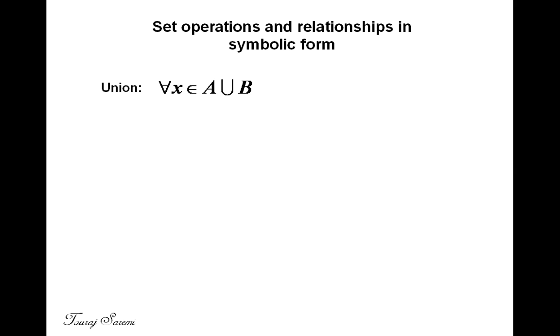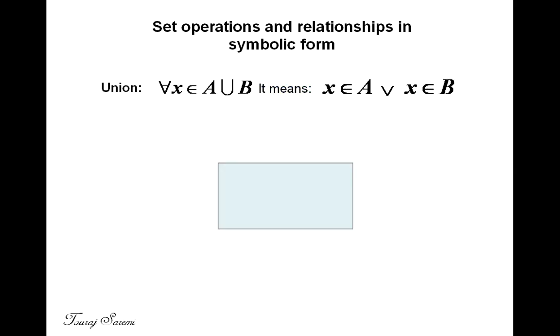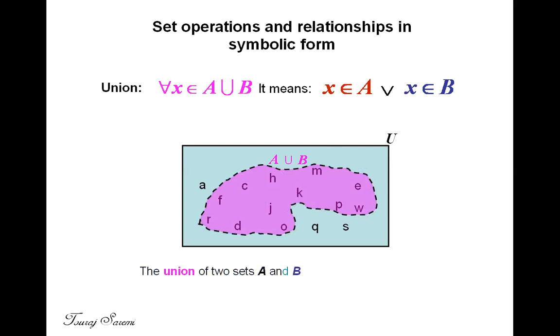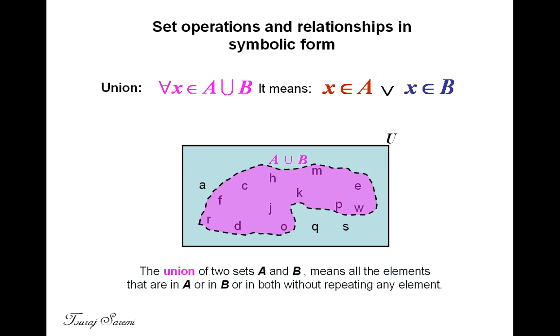Union. For all x that belong to the union of A and B, it means x belongs to A, or x belongs to B. The union of two sets A and B means all the elements that are in A or in B or in both without repeating any element.